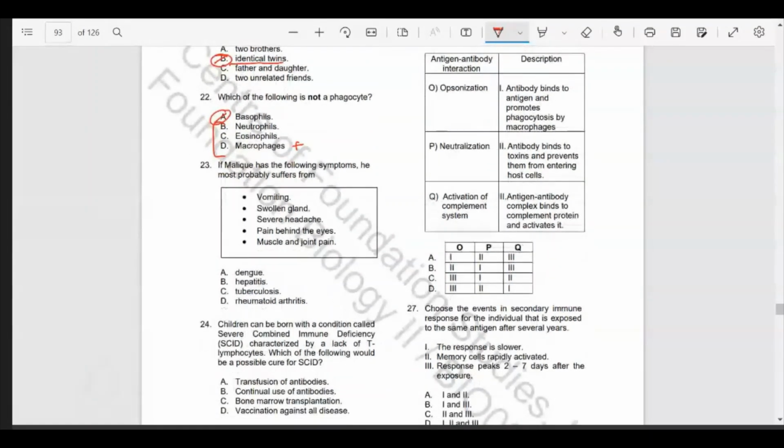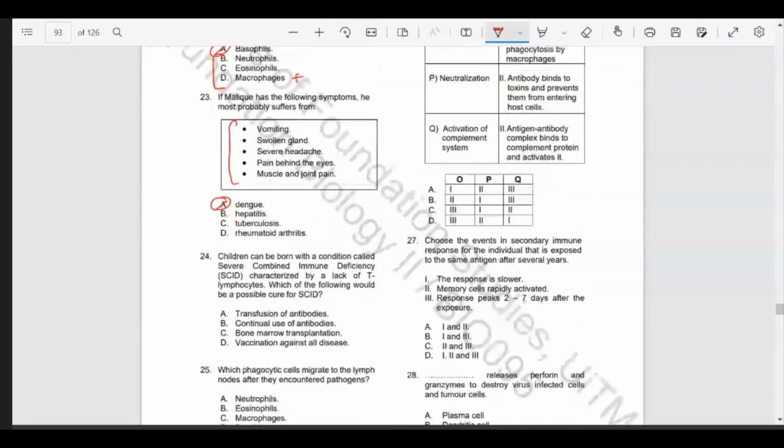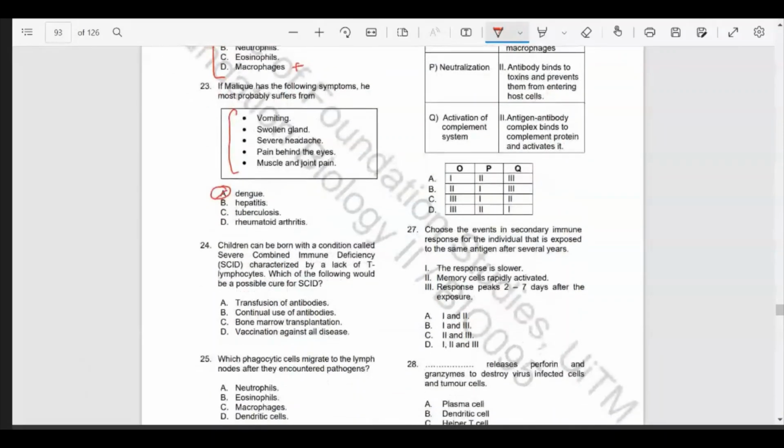Next, Fakihah. 23. If Malik has the following symptoms, he most probably suffers from. My answer is A, dengue. Okay, dengue. This is straight from the lecture notes. So these are the symptoms if a person has dengue: vomiting, swollen gland, severe headache, pain behind the eyes and also muscle joint pain. Basically, you have to remember this one. Okay. So thank you, Fakihah.